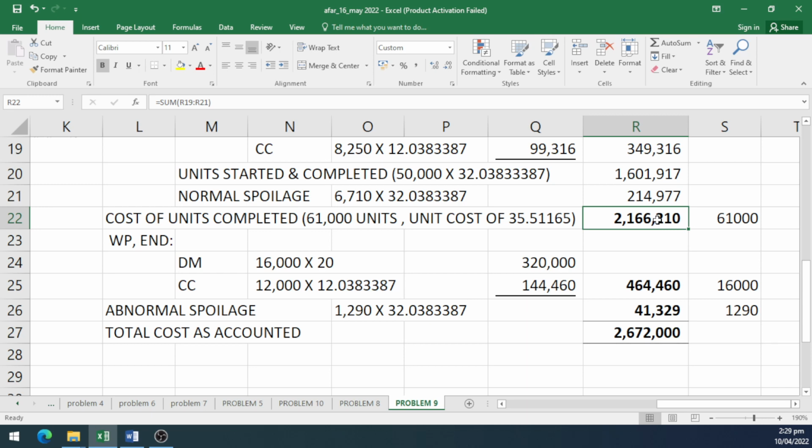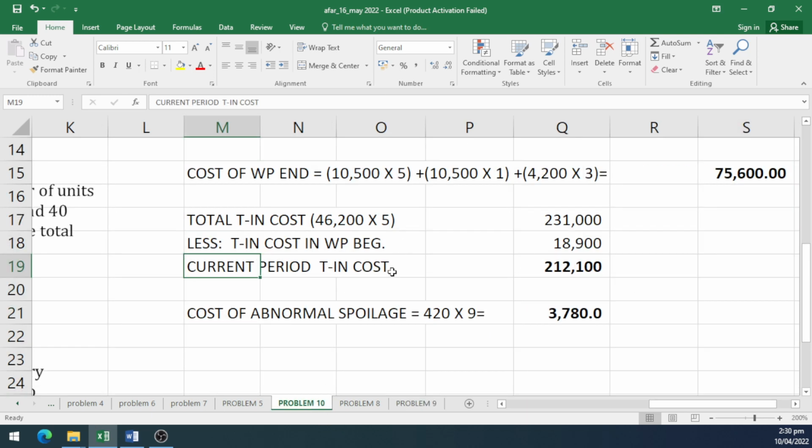This one, 2,166,210: debit finished goods, 2,166,210, credit work in process. The remaining balance of work in process is automatic, 464,460. Okay? I hope that is clear, ladies and gentlemen, for our spoilage.